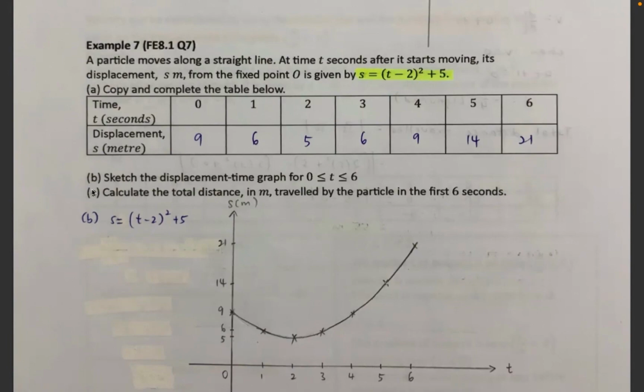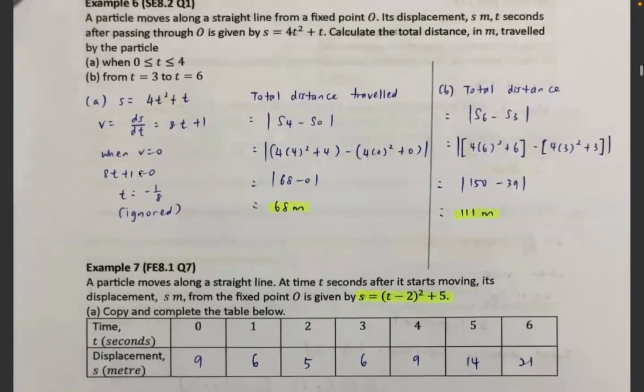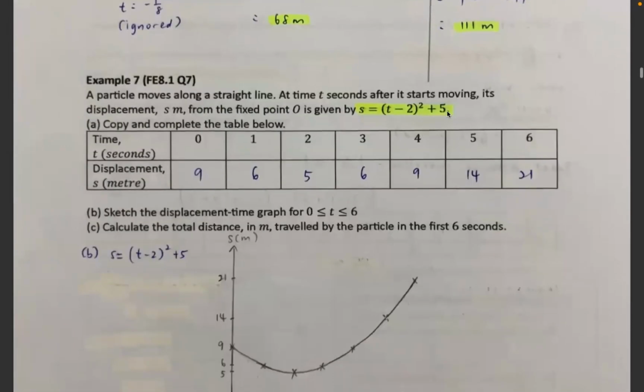Okay, the next one, B. Sketch the displacement time graph for t in between 0 to 6. Okay, so for this question, we don't need to do something like this. Don't need to do the differentiation method. It's because this equation is already in vertex form. So you can straight away identify the minimum point by just looking at the equation. So the minimum point is (2, 5).